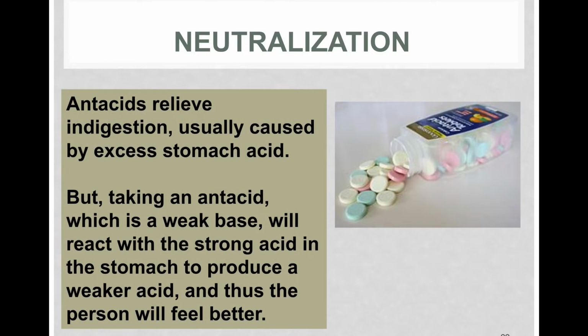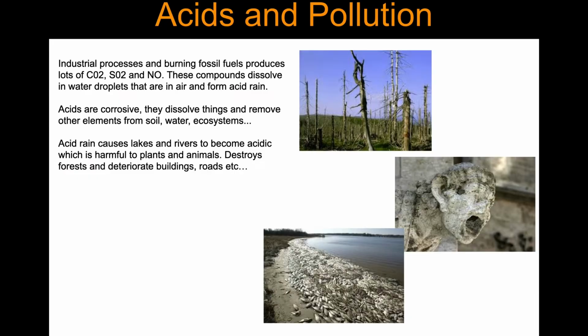So antacids are things that we take when we eat too many wings or we eat too much vinegar and we put it in our stomach. And so usually you create a whole bunch of excess stomach acid to digest a lot of food. And so antacids, which are a weak base, will actually react with the strong acid in the stomach to produce a weaker acid, and therefore it doesn't hurt your body because your body is used to having an acid, so it's not hurting you even though there's some acid in there.